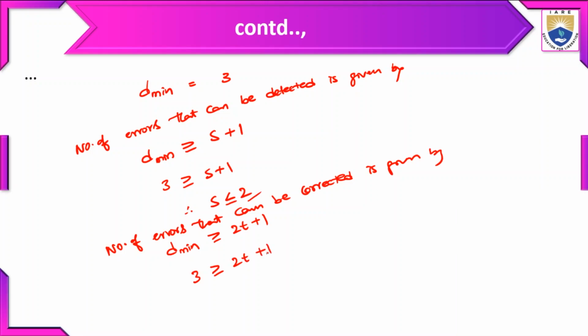So 3 minus 1, 2. So what is my t? Less than or equal to 1. That means only one error can be corrected by using this linear block code. Okay. I can correct only one error at a time. So I hope you understand well.